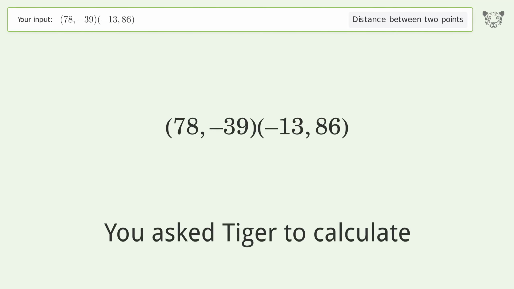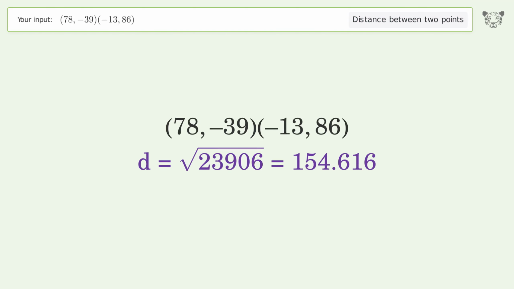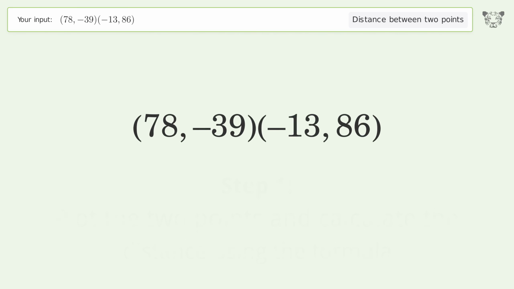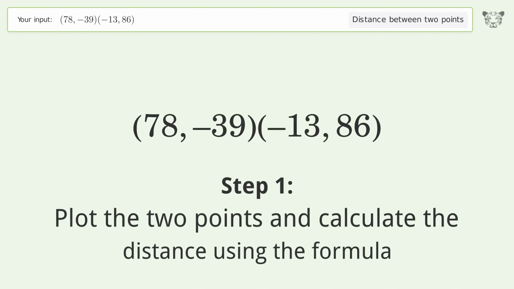You ask Tiger to calculate. This deals with the distance between 2 points. The distance between the 2 points is the square root of 23,906, or 154.616. Let's solve it step by step. Plot the 2 points and calculate the distance using the formula.